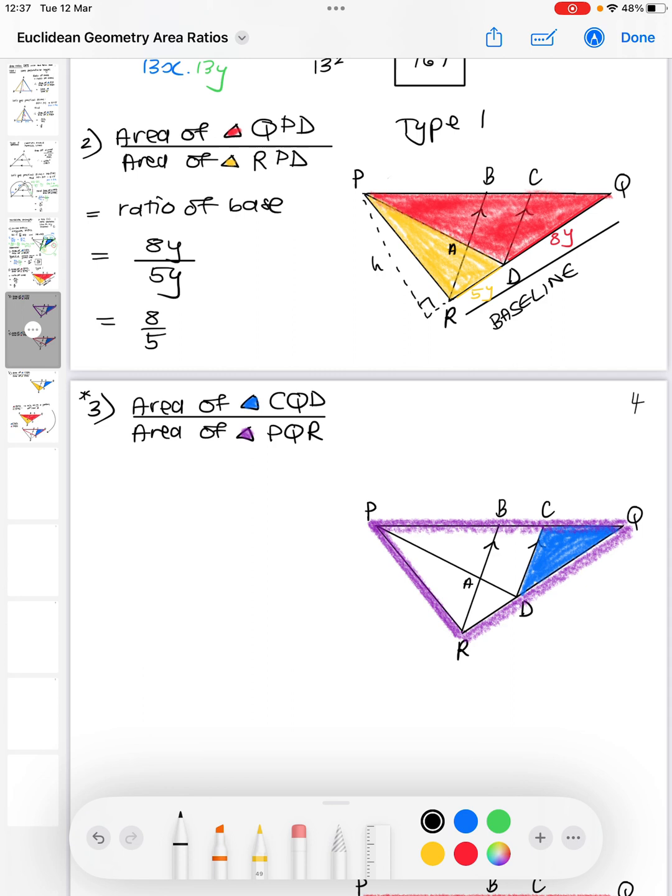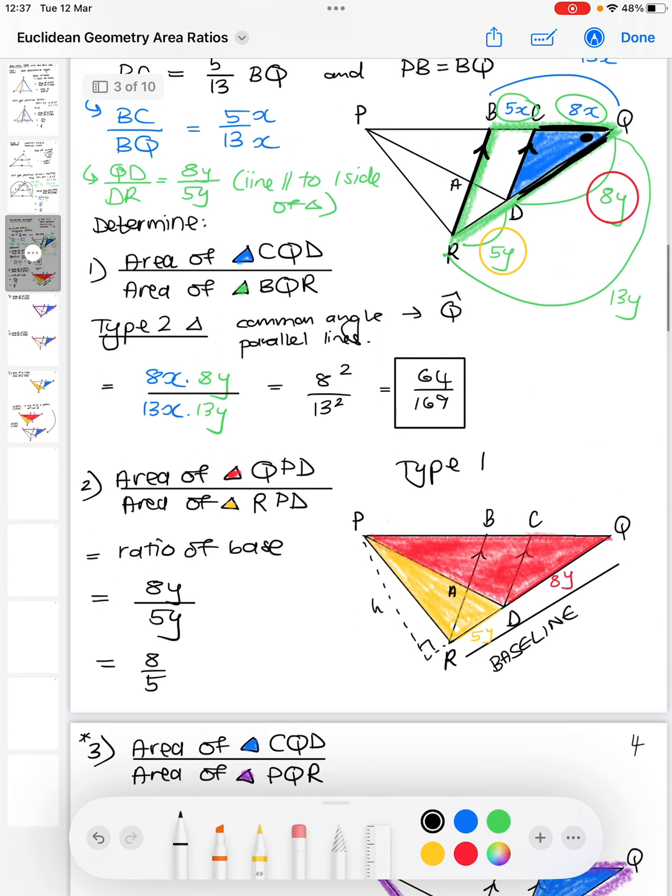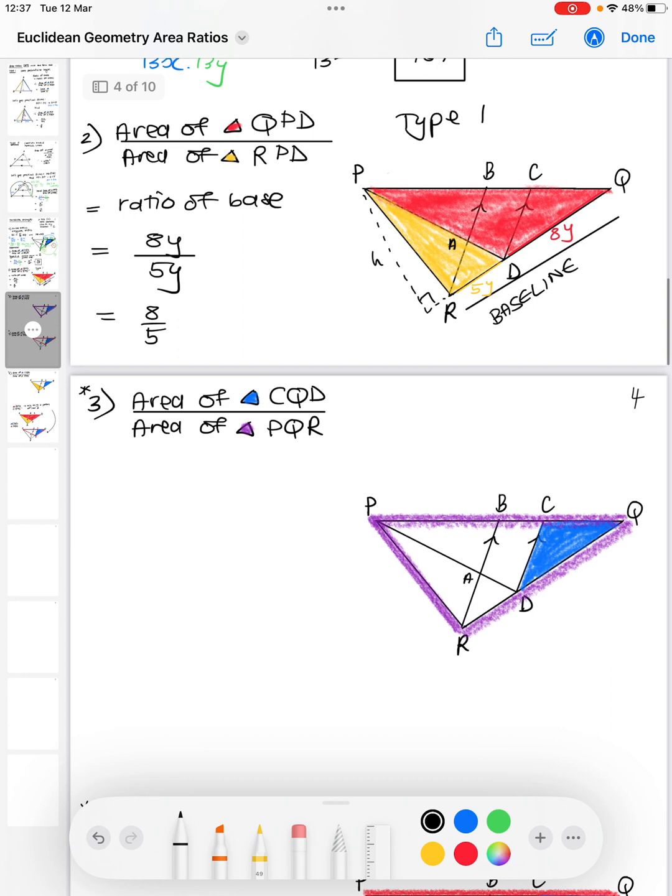So for question 3, I'm working with a blue and a purple triangle. I've used the blue triangle before, so I'm usually very consistent with the colors that I use. And for the blue triangle, I've used that in question 1. I might need it for this question. Let's see. Okay, so we have the area of the blue triangle over the area of our purple triangle.